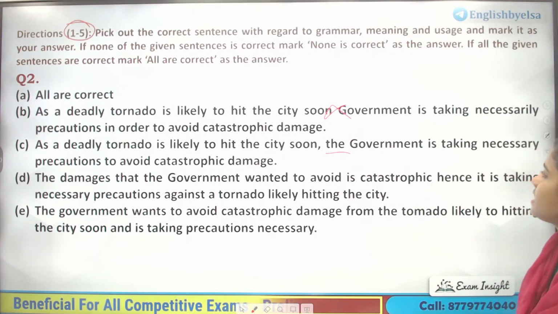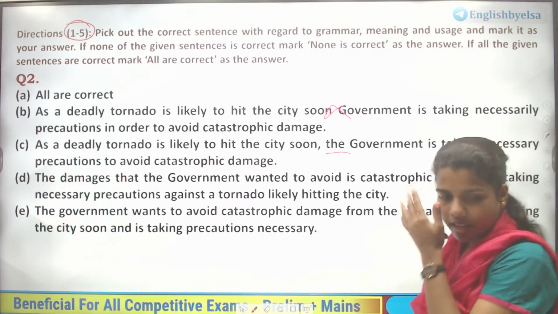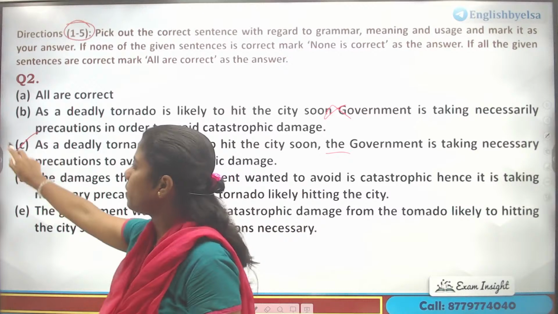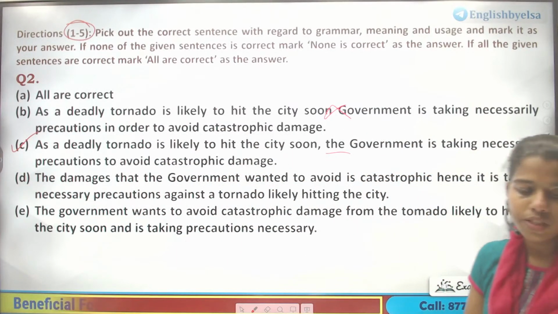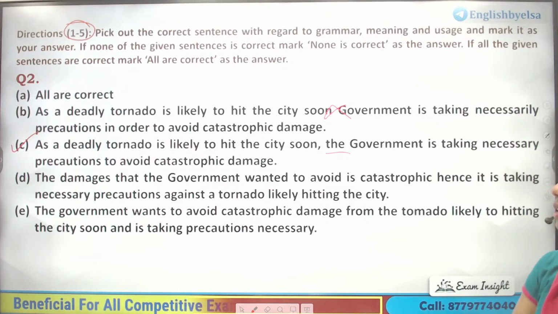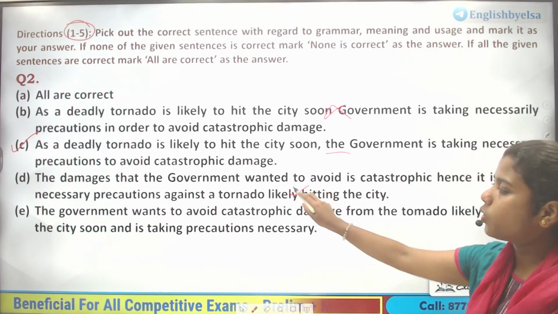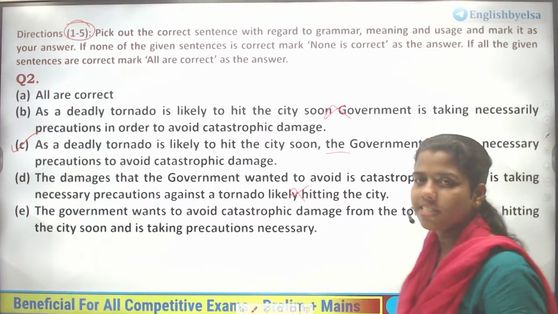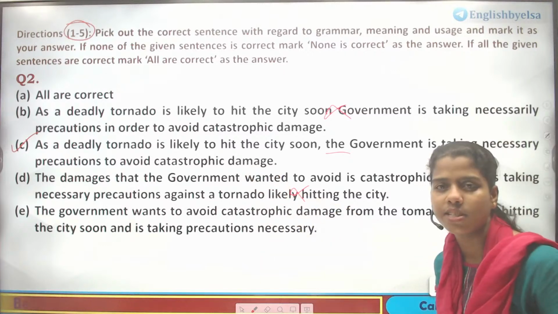The government is taking necessary precautions to avoid catastrophic damage. The correct option would be option C, but let's look at option D also. The damages that the government wanted to avoid is catastrophic, hence it is taking necessary precautions. According to the meaning of the sentence, it is incorrect. I got 2 incorrect, 1 correct, that means my answer is option C.